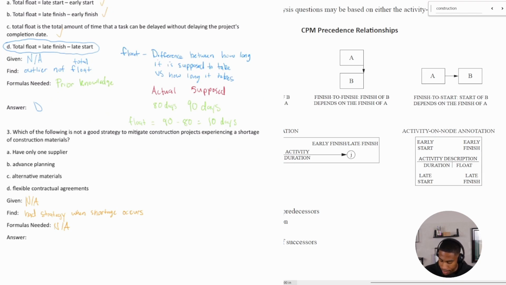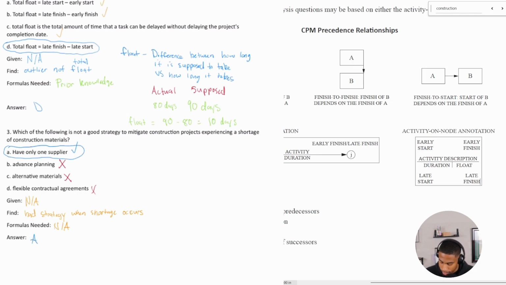All right. So what's a bad strategy? Having one supplier. If I'm having a shortage of construction materials and I only have one supplier, I think that's a bad strategy. Advanced planning, I would say that's probably a good strategy. That's not going to be my answer. Alternative materials means I have more than just one type of material, so even if I'm experiencing a shortage, I'll have alternatives to help me out. Flexible contractual agreements: if I have flexibility, I can change how I need to get the project done, right? So A is going to be our answer for this one.